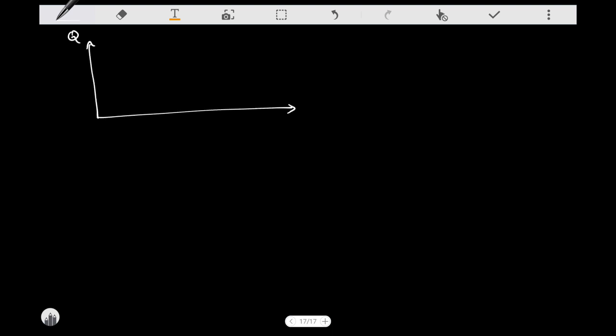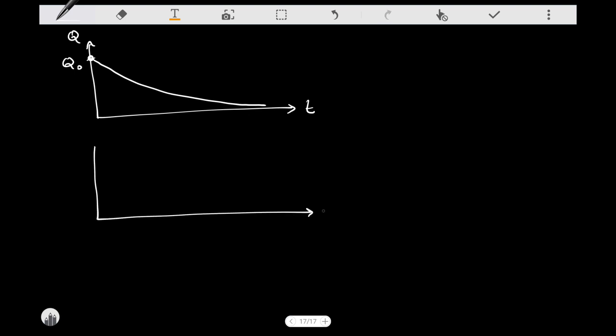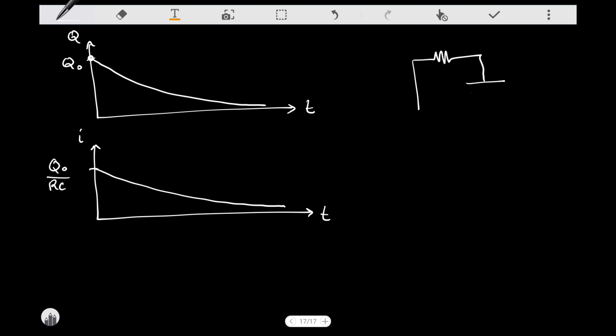So this is charge versus time. Charge starts from Q0 and then goes to 0 with an exponential decay. And similarly for the current. At the initial moment, the current is non-zero. It has a value of Q0 over RC. And this goes to 0. Again, let's discuss the physics. So this is our circuit. That's the capacitor and that's the resistor.